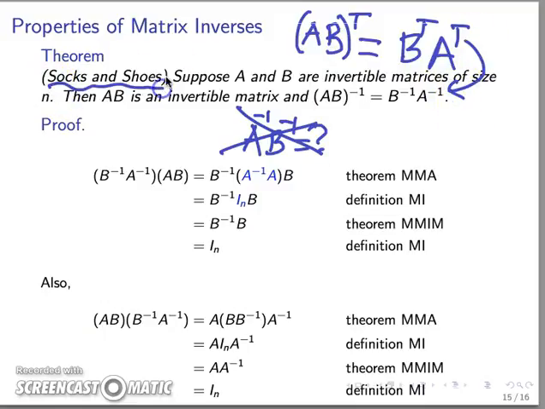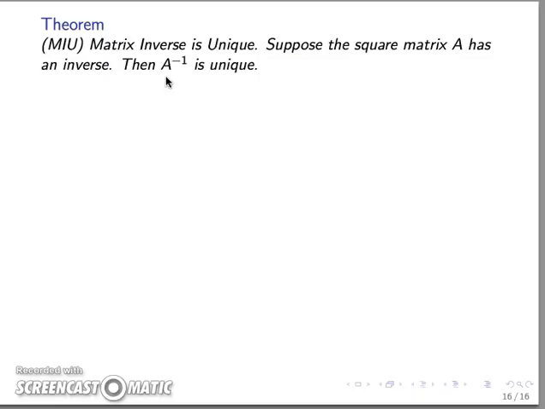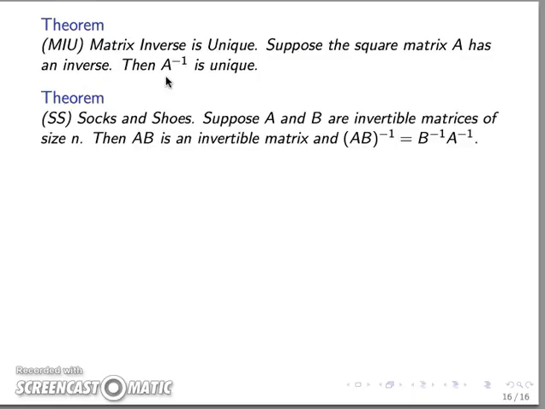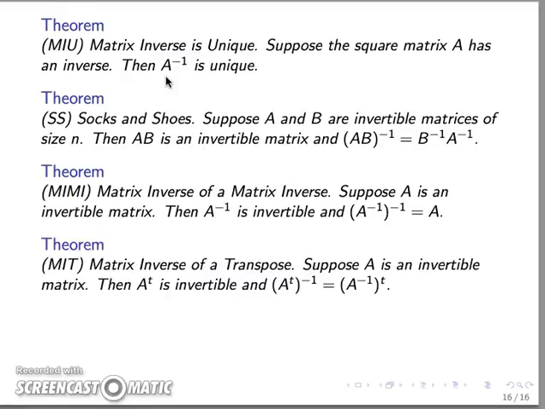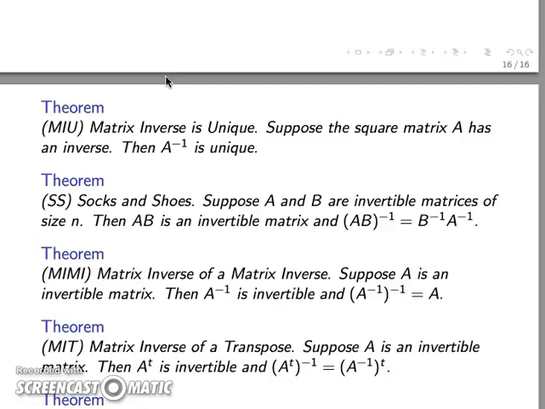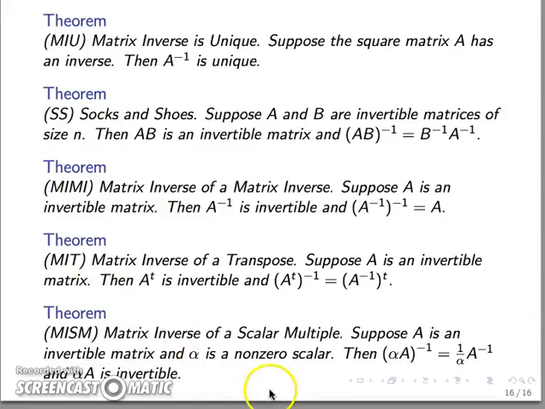It has a funny name, as you can see. Dr. Robert Wieser was the author of this book, so he has a way with words. So matrix inverse is unique. Suppose the square matrix A has an inverse, then A inverse is unique. And if A and B are invertible, of the same size, the same number of rows and columns, the product is also invertible. The inverse of an inverse equals the matrix. The inverse of a transpose works in that way, and we also discussed this theorem that relates to the inverse of a scalar multiplication.